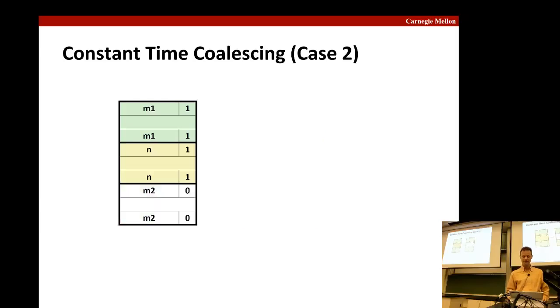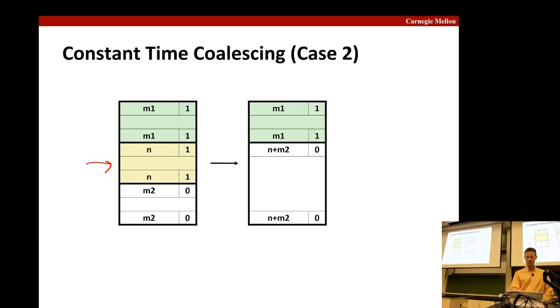Okay, that was the easiest case. The second case, we're trying to free this, and the one after it is unallocated, and has some size M2. Then what are we going to do?